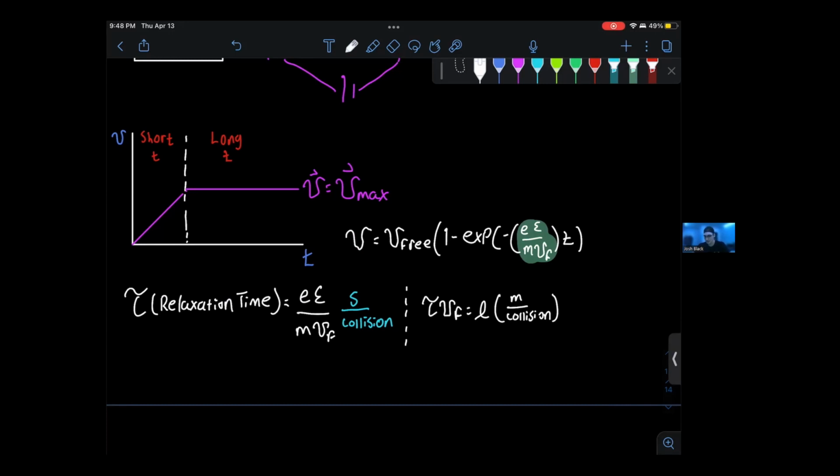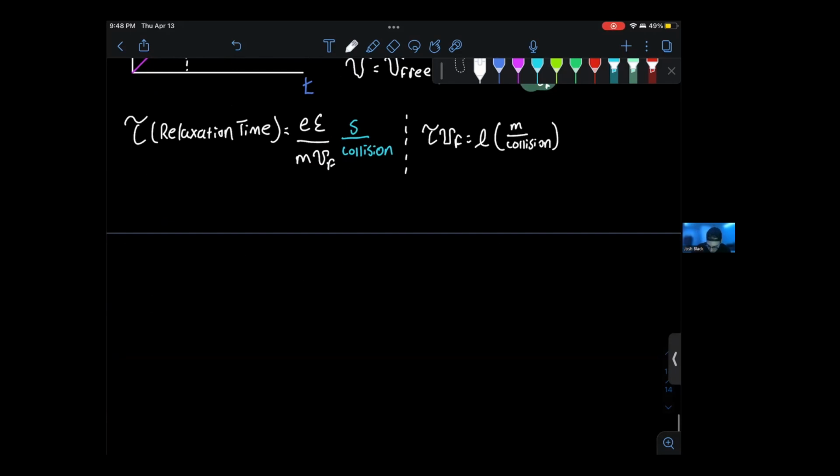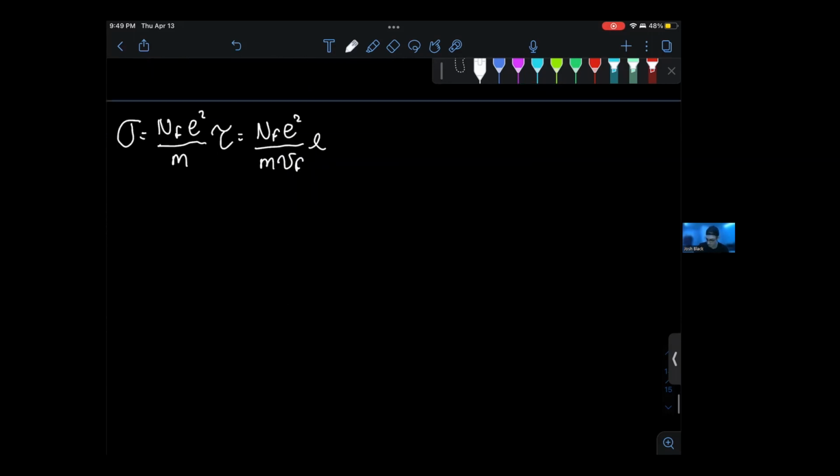Now taking these two values and creating a new equation for our conductivity, we can say it's equal to the number of free electrons we have times the electron charge squared divided by the mass times tau, our relaxation time, or the number of free electrons times our electronic charge divided by mass times our velocity of free electrons divided by our mean free path. Now this is what we call the classical theory. We're now going to get into some quantum mechanics.